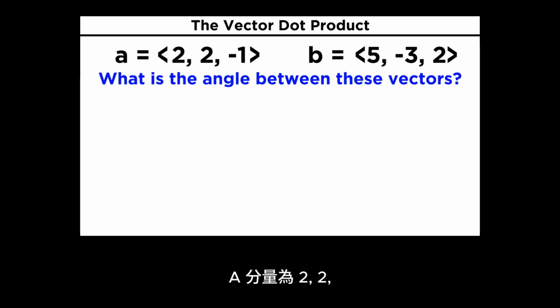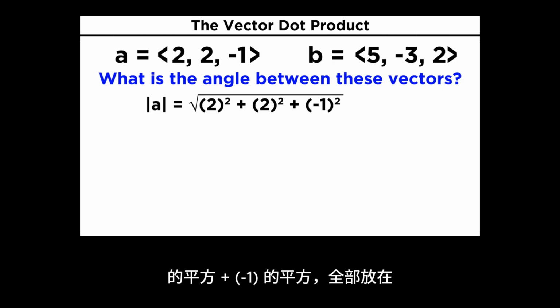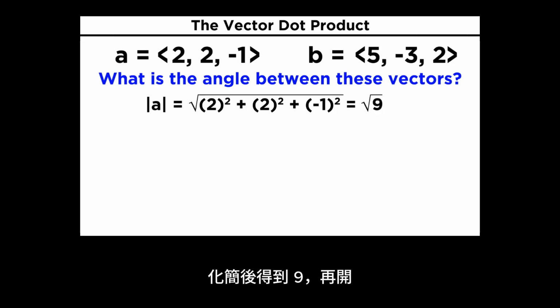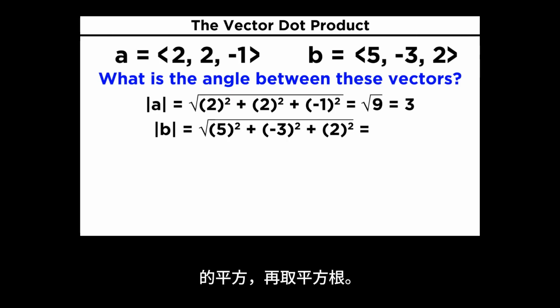What is the angle between vector a with components 2, 2, -1, and vector b with components 5, -3, 2? Well, first, let's find the length of each vector. For a, that's 2 squared plus 2 squared plus -1 squared, all under a square root. We simplify to get 9, and then take the square root to get 3. For b, we get 5 squared plus -3 squared plus 2 squared under the square root. We simplify to get 38, and we can just leave this as root 38.